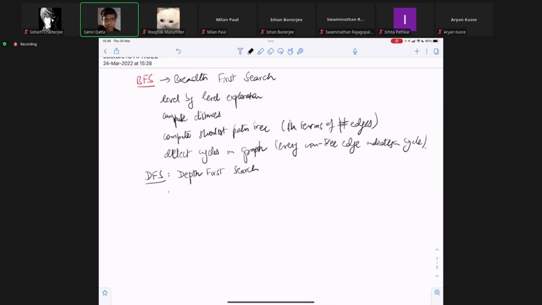Correct? So you search for neighbors, and backtrack if no unmarked, unexplored neighbor is found. You backtrack when you cannot go forward. Correct? We'll make this precise in a second.